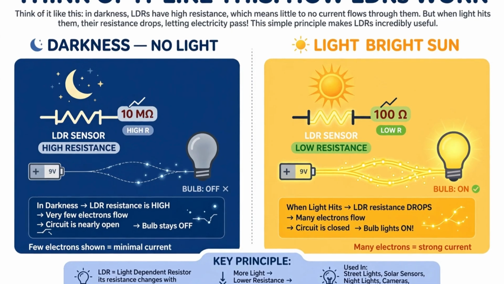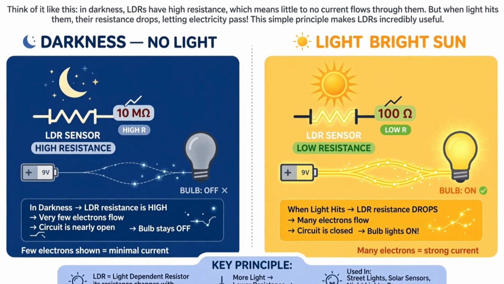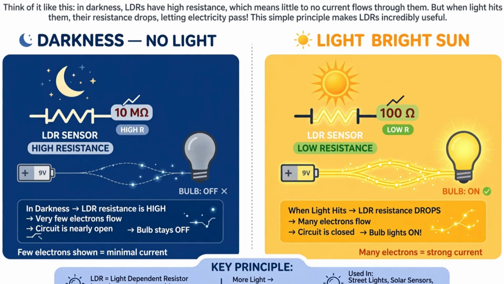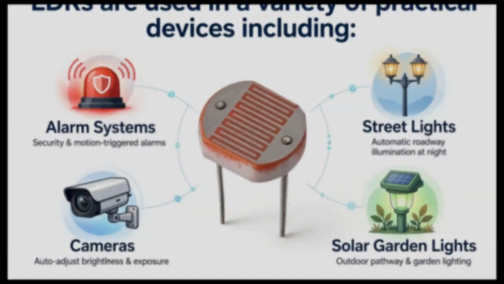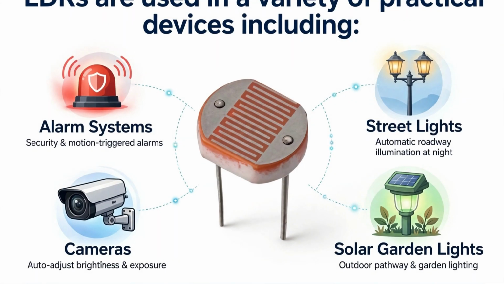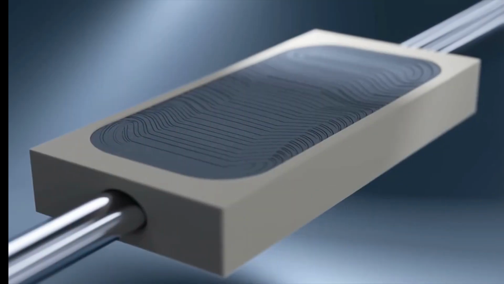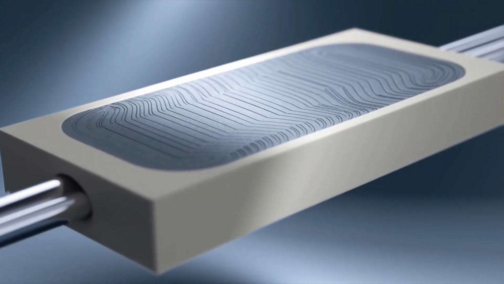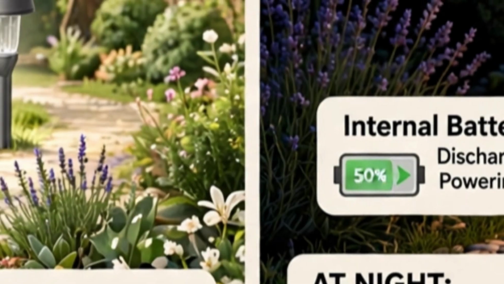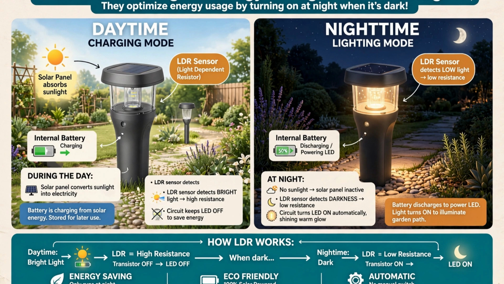Cameras. LDRs help adjust exposure settings for perfect images in varying light conditions. Alarm systems. They can be used as light sensors to detect intrusions based on light levels. Pretty cool, right? LDRs are essential building blocks in many electronic applications, providing smart solutions that save energy and improve functionality in our devices. That's it for our quick overview of light-dependent resistors.